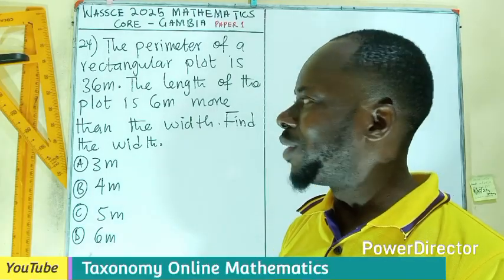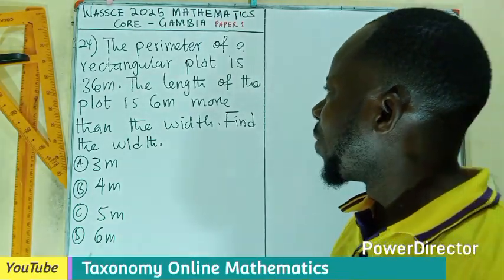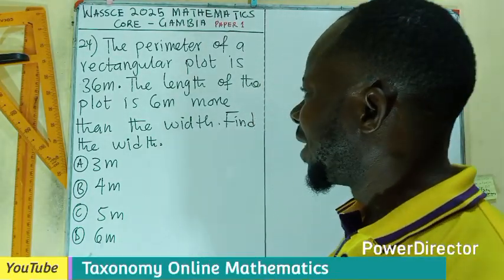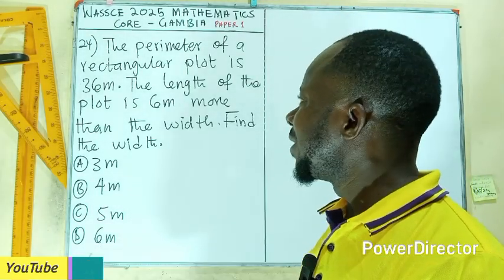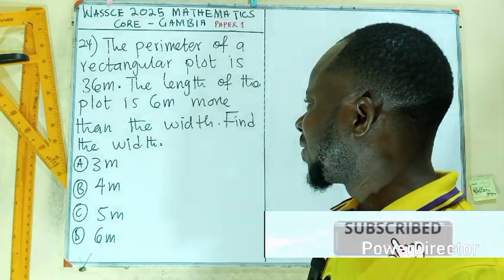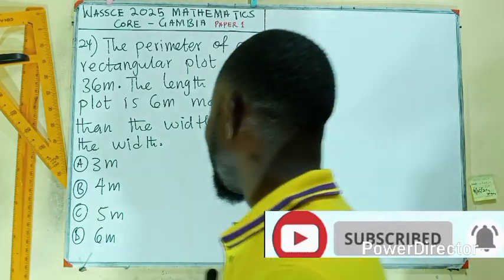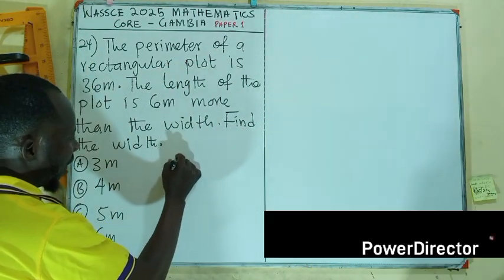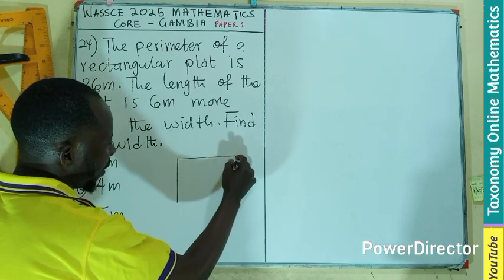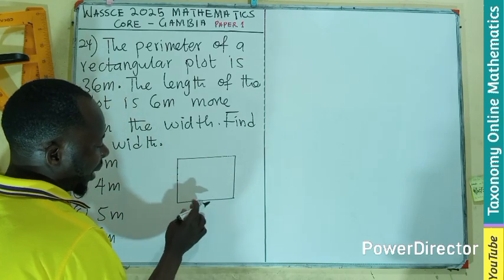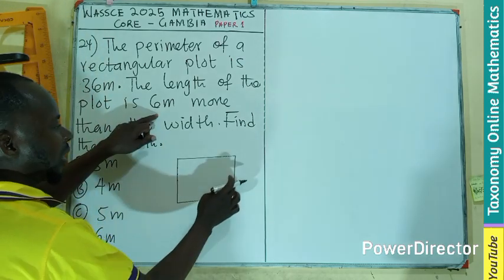Welcome, question 24. The perimeter of a rectangular plot is 36 meters. The length of the plot is 6 meters more than the width. We have to find the size of the width. So if I have a rectangle in this form, the length is 6 more than that of the width.